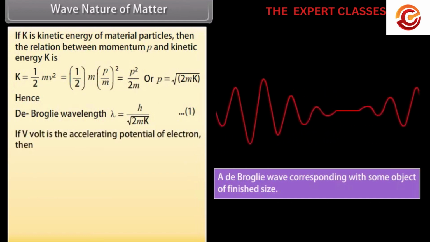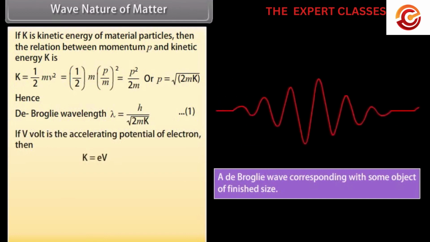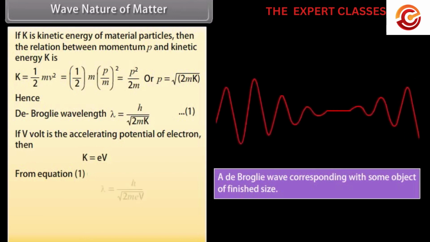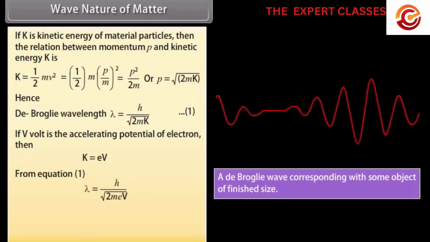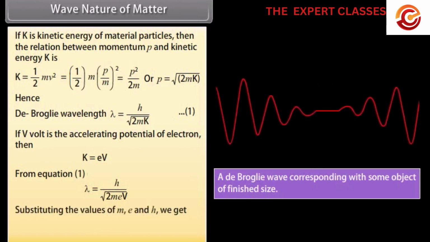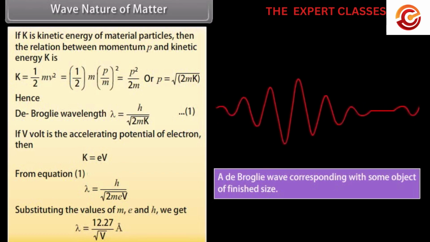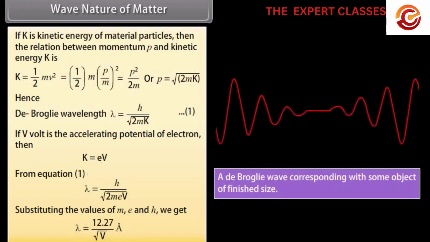If V volt is the accelerating potential of an electron, then K equals eV from equation 1. Lambda equals h by square root of 2meV. Substituting the values of m, e and h, we get lambda as 12.27 by square root of V angstrom.